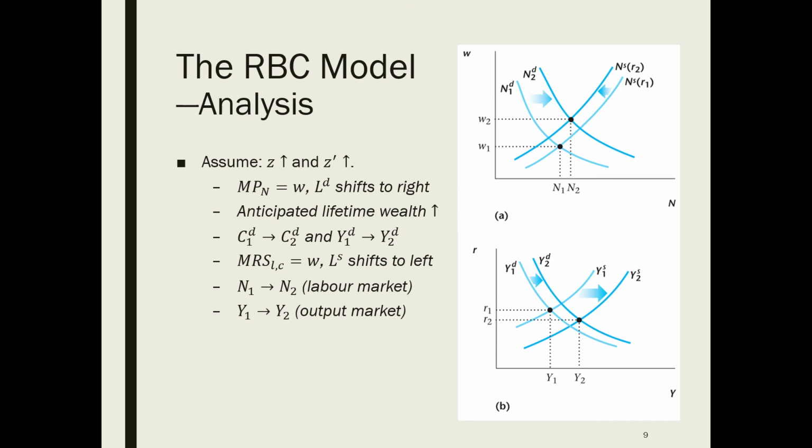Accordingly, we can see all the effects on the labor market and output market. We can see a rise in wage during the boom and a rise in employment in the labor market. And there is a drop in interest rate and a rise in output level.